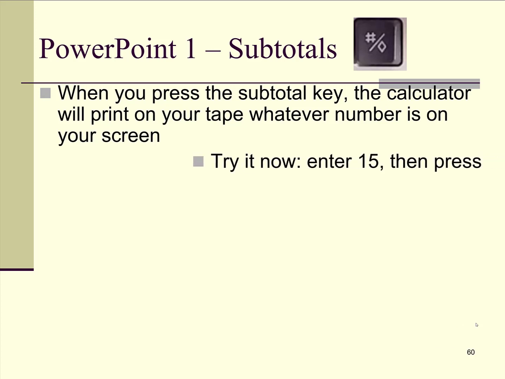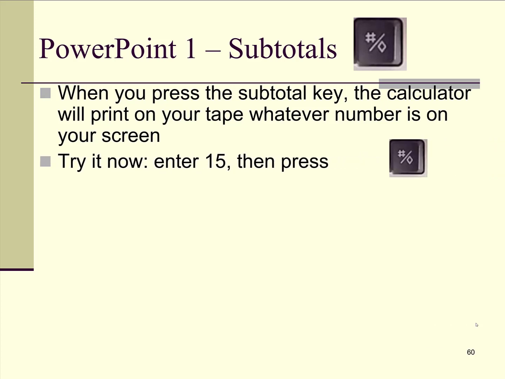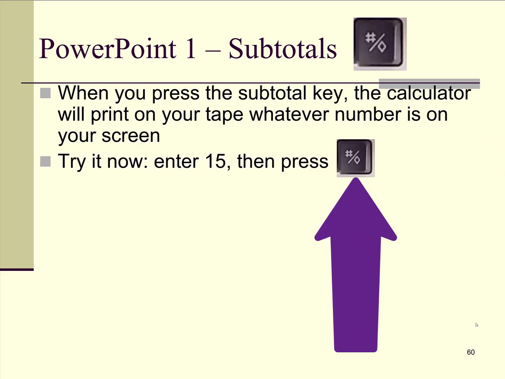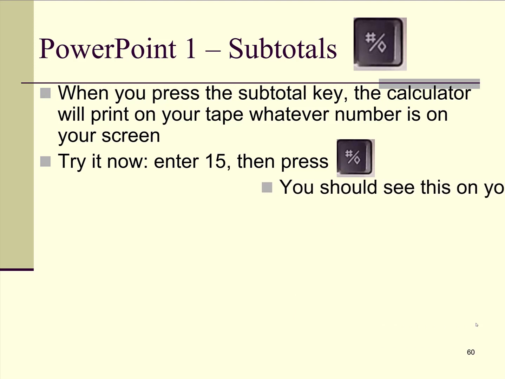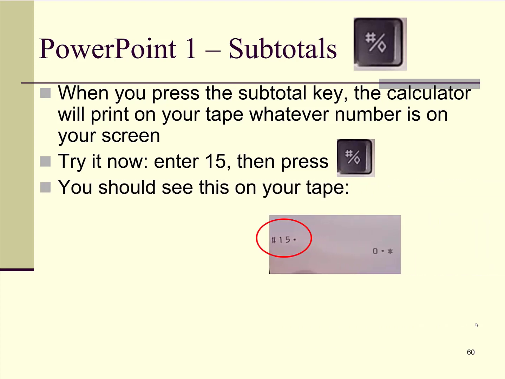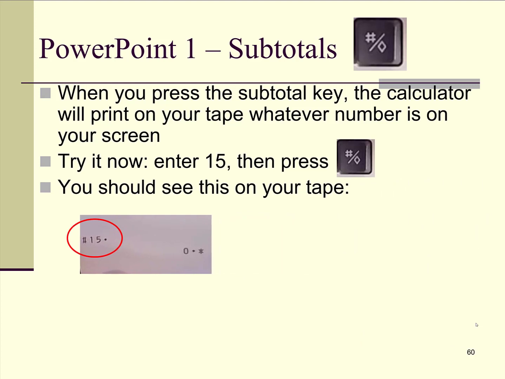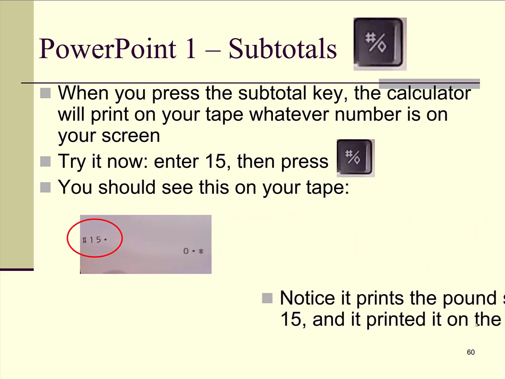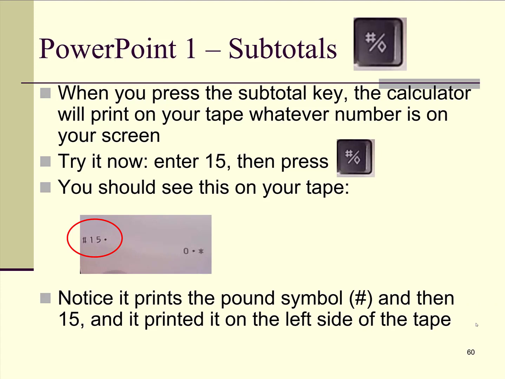On your calculator, enter 15, and then press the subtotal key, which looks like the pound / diamond. Then you should see this on your tape. On the left side, you should see a pound sign, and then the number 15. The pound sign will appear when you use a subtotal function while you are not adding or subtracting.